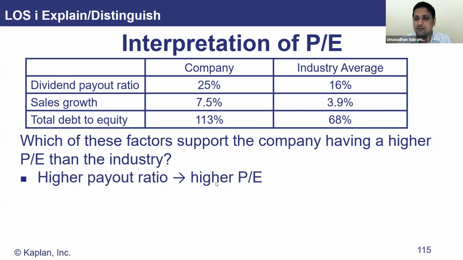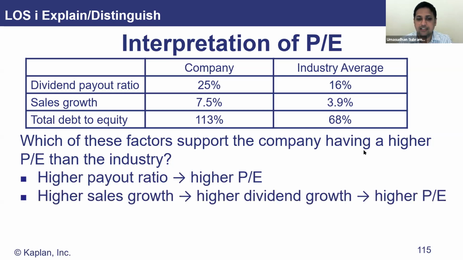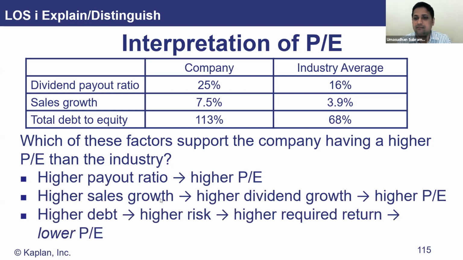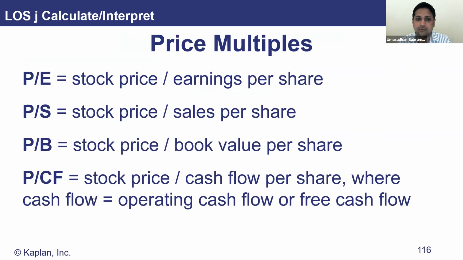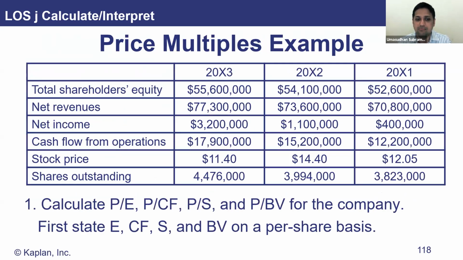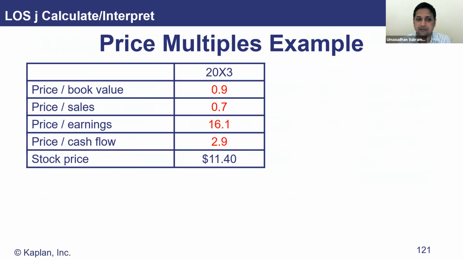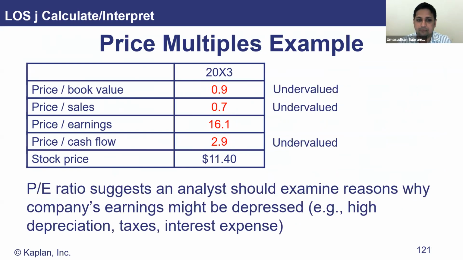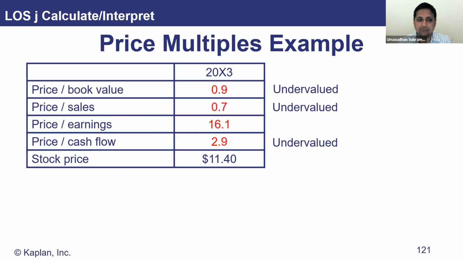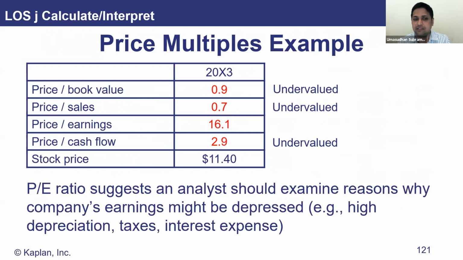Higher payout ratio, higher PE. Higher sales growth, higher dividend growth, higher PE. Higher debt, higher risk, higher required rate of return, and lower PE. So this is what you need to know, and we looked at all these price multiples and how to calculate them and how to interpret them. So that's about all the price multiples.